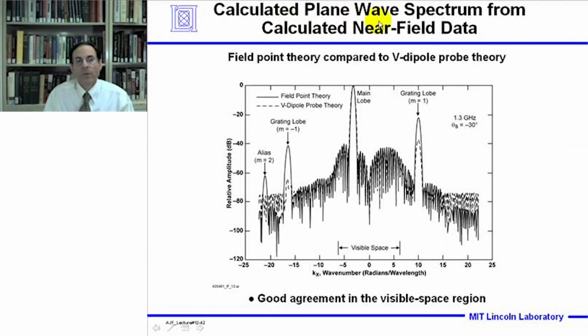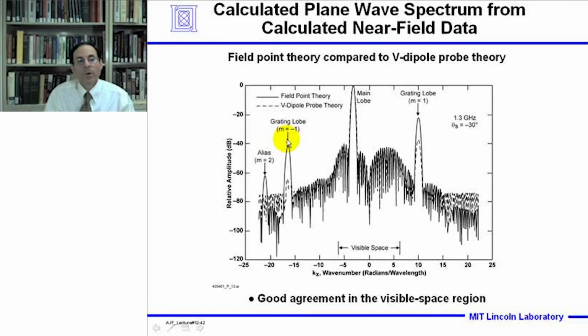This slide shows the calculated plane wave spectrum from the calculated near-field data from both the field point theory and the V-Dipole Probe theory. In the visible space, we have a main beam, and we see the low side lobes. And here we have in the invisible space the first grating lobe, which is seen by both the field point theory and the V-Dipole Probe theory.